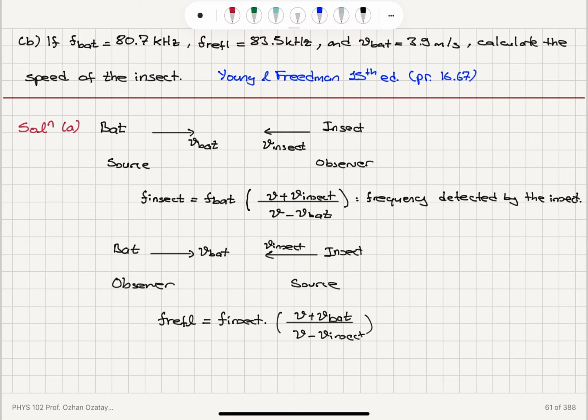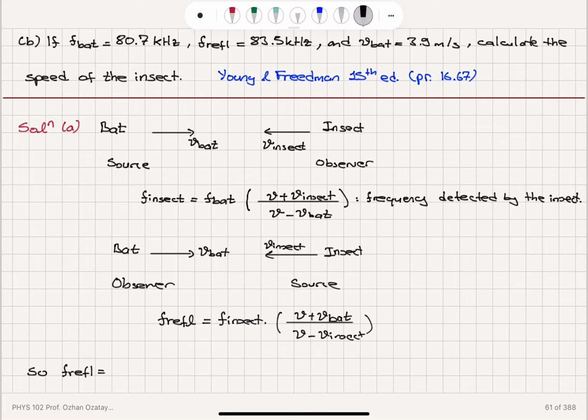Okay, so what happened here is the bat generated a sound. It was detected by the insect as this frequency, which is reflected and traveling towards the bat now. So this frequency will be Doppler shifted again as f reflected, detected by the bat as the observer. So we see that f reflected is equal to the frequency detected by the insect.